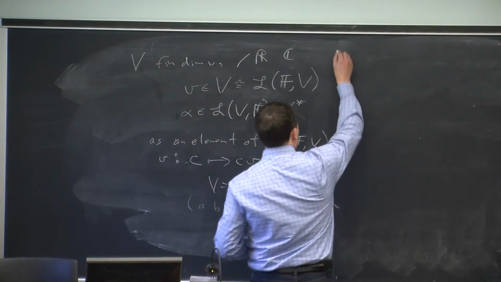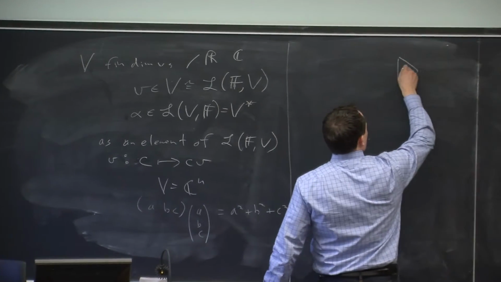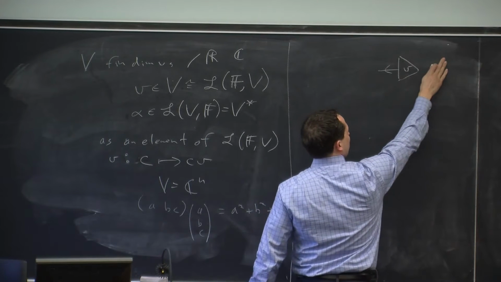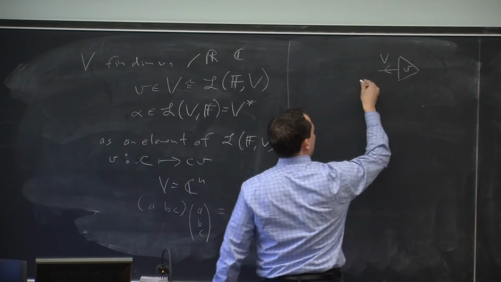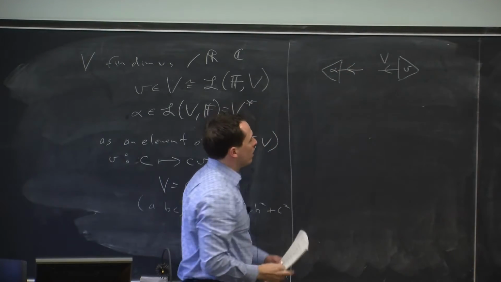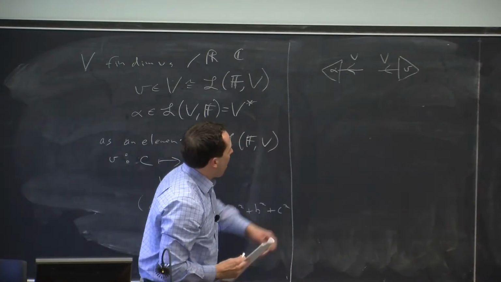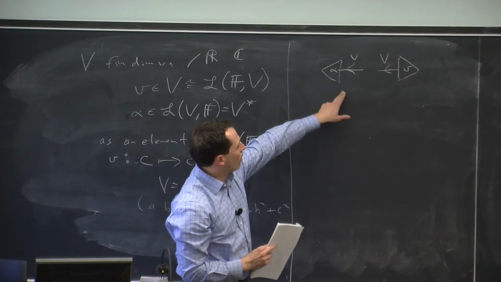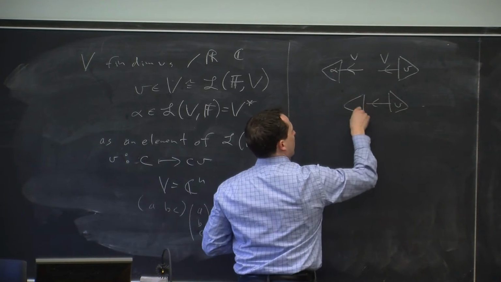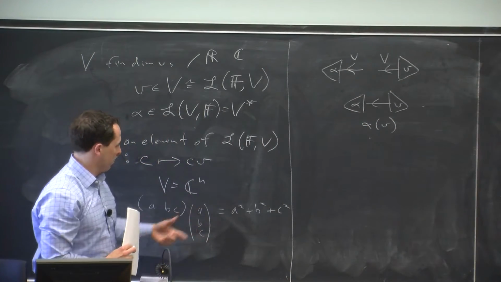You can also think about this with these pictures. V, I want to think about as a linear transformation that goes from the field to the vector space V. And an element of the dual, alpha, I want to think about as something which eats an element of the vector space V and spits out a field element. If I have an element of V and an element of V dual, I can combine them to get a field element, alpha of V. So in this case, it would be multiplying these.